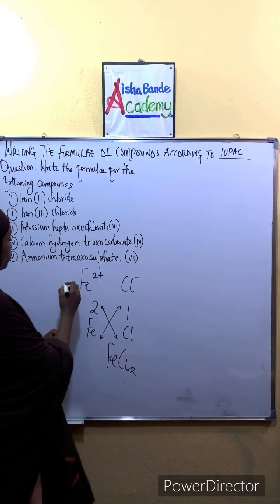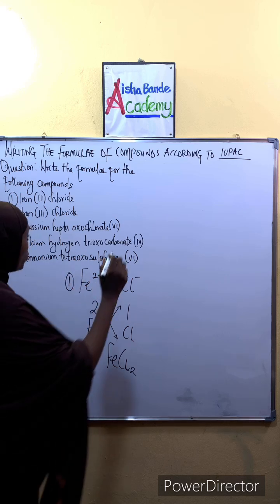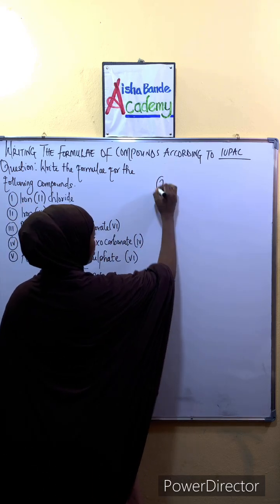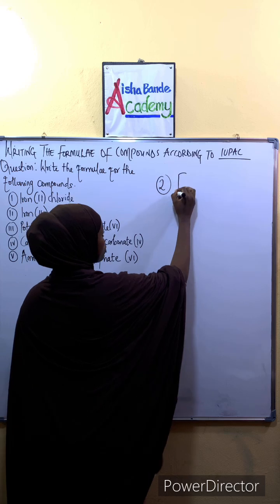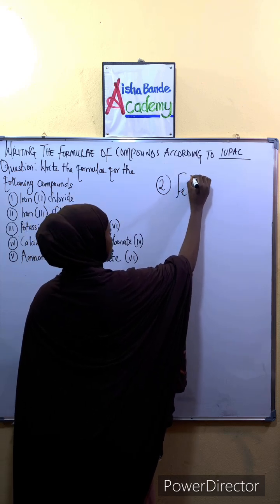So let's move on to the second one, which is iron 3 chloride. Iron 3 chloride is going to be Fe3+.